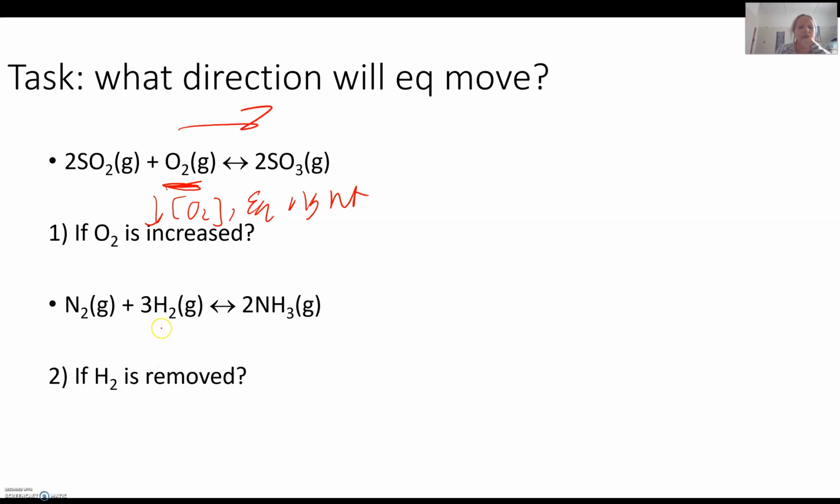What if H2 is decreased? If H2 is decreased, the equilibrium will shift to increase H2. The only way to make more H2 is to shift to the left.